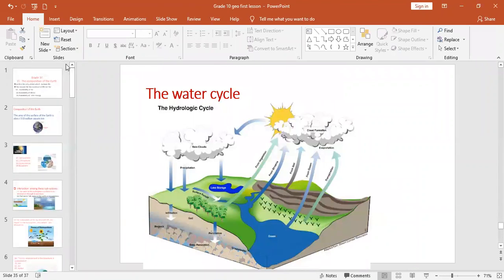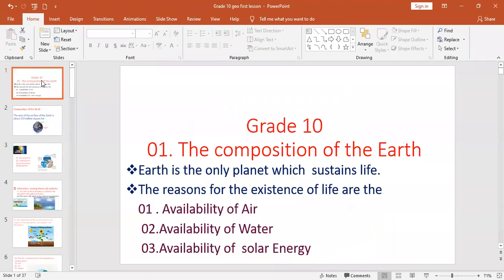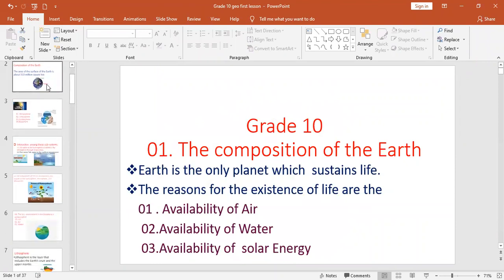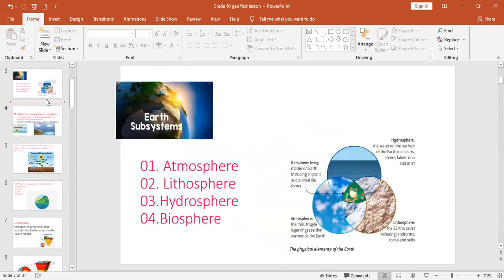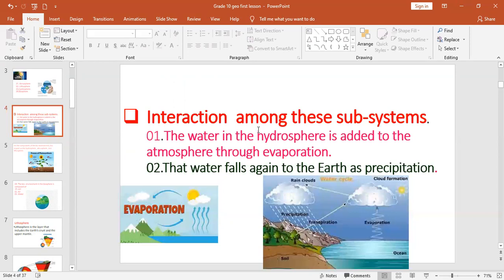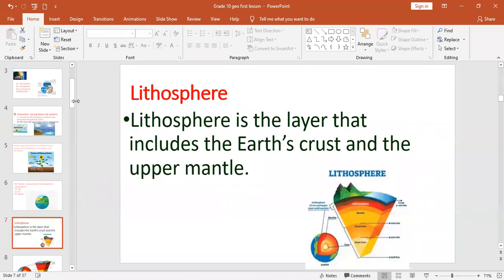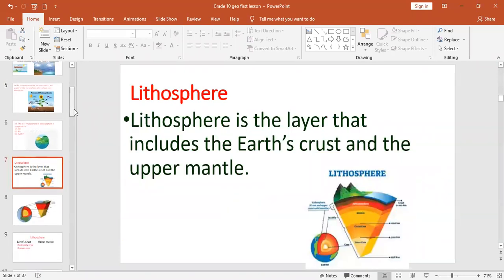Grade 10 Geography, first lesson, the composition of the earth. Under this topic, we discuss the composition of the earth. We discuss the four subsystems: atmosphere, lithosphere, hydrosphere, biosphere. We discuss them as well as the interaction among these subsystems.